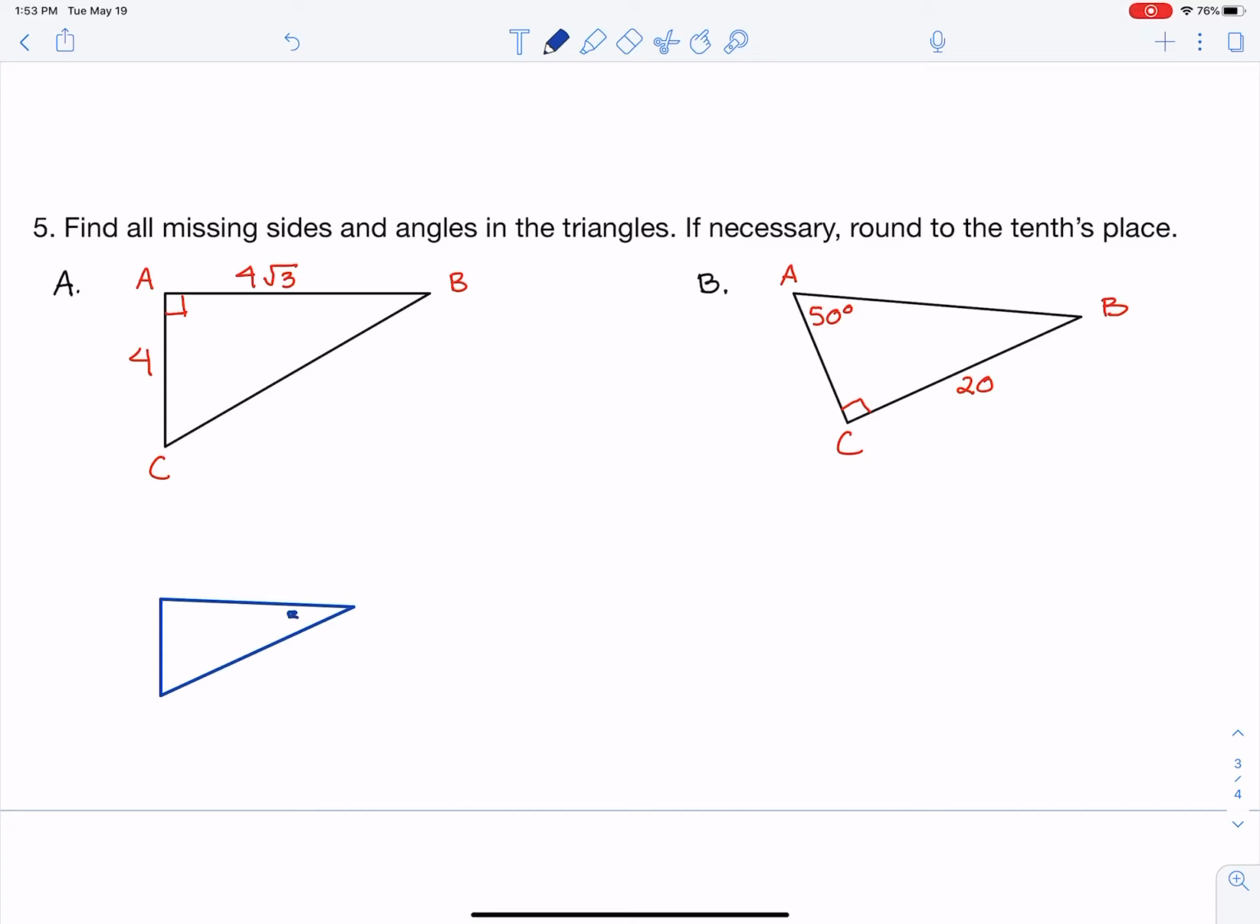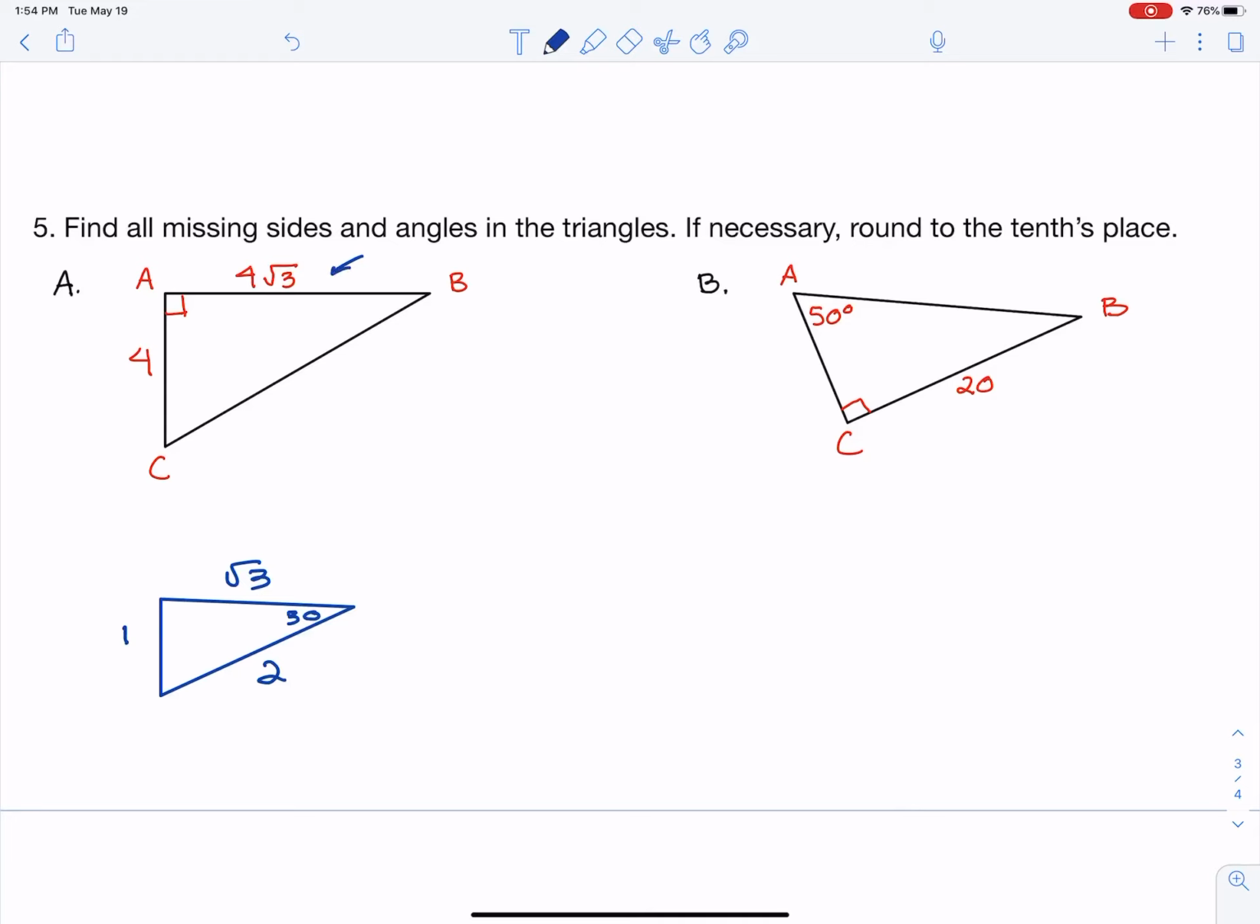If this is a 30, 60, 90, that would make the short side for our base triangle equal to 1, our hypotenuse equal to 2, and the other side equal to 1 times root 3, or root 3. Let's see if that works. So if I take the short side and multiply it by root 3, do I get the long side? I think you'd agree I do.